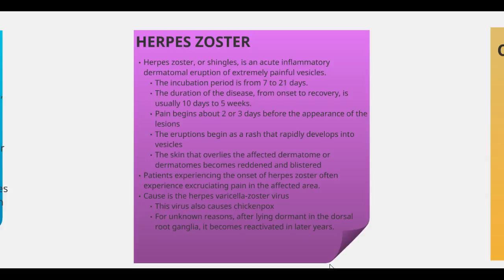The cause is the herpes varicella zoster virus. This also happens to be the virus that causes chickenpox. So that's why if you've had the chickenpox virus as a child, you are at a much more substantial risk to develop shingles as an adult. For unknown reasons, this virus will lie dormant for years in the dorsal root ganglia, and then all of a sudden it wakes up and it's like, hey, I'm going to go make somebody's life hell today.